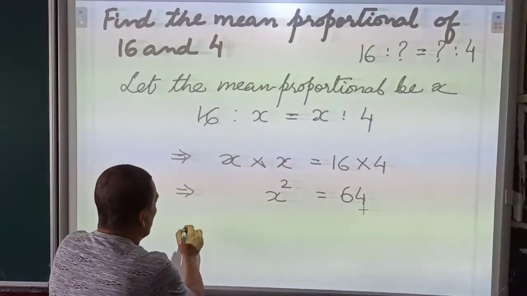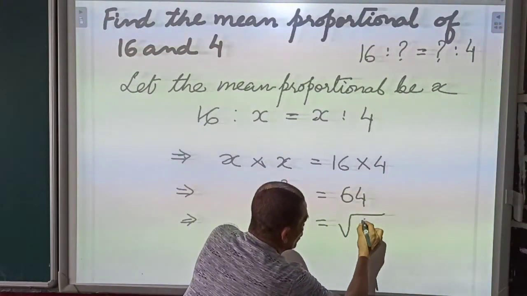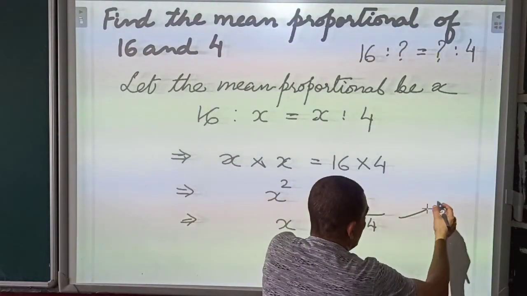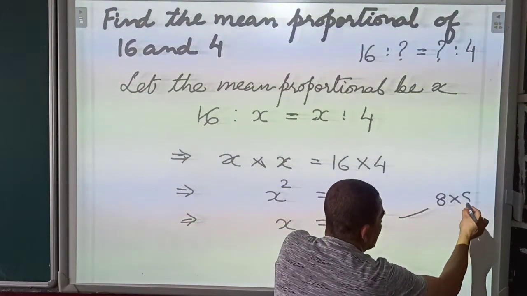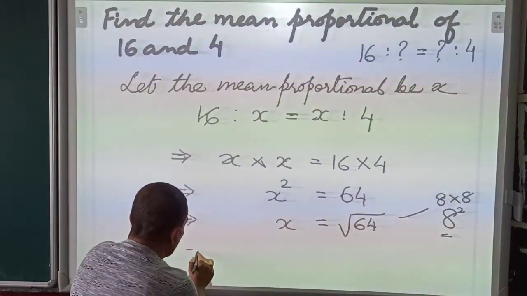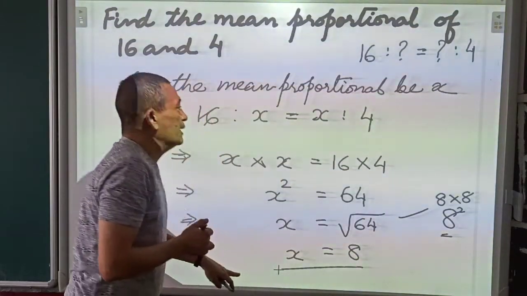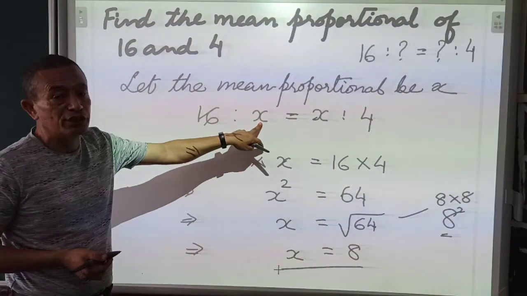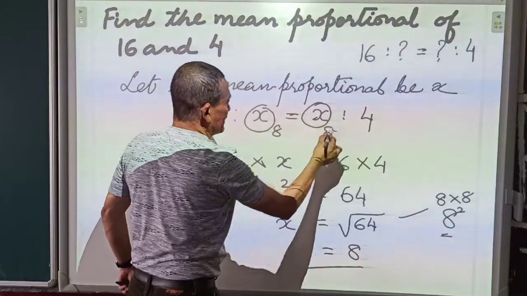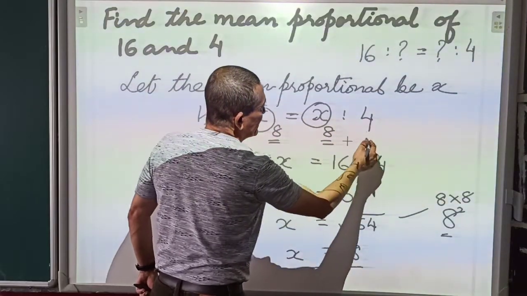x squared is 64, but we are finding the value of x. So x can be written as the square root of 64. If I consider 64, 8 into 8 is 64. Or I can say this is 8 squared. Therefore, the value of x is going to be 8. So instead of x here, I can consider this to be 8. So here this will be 8 and this one also will be 8. So I can read it as 16 is to 8 is equal to 8 is to 4.